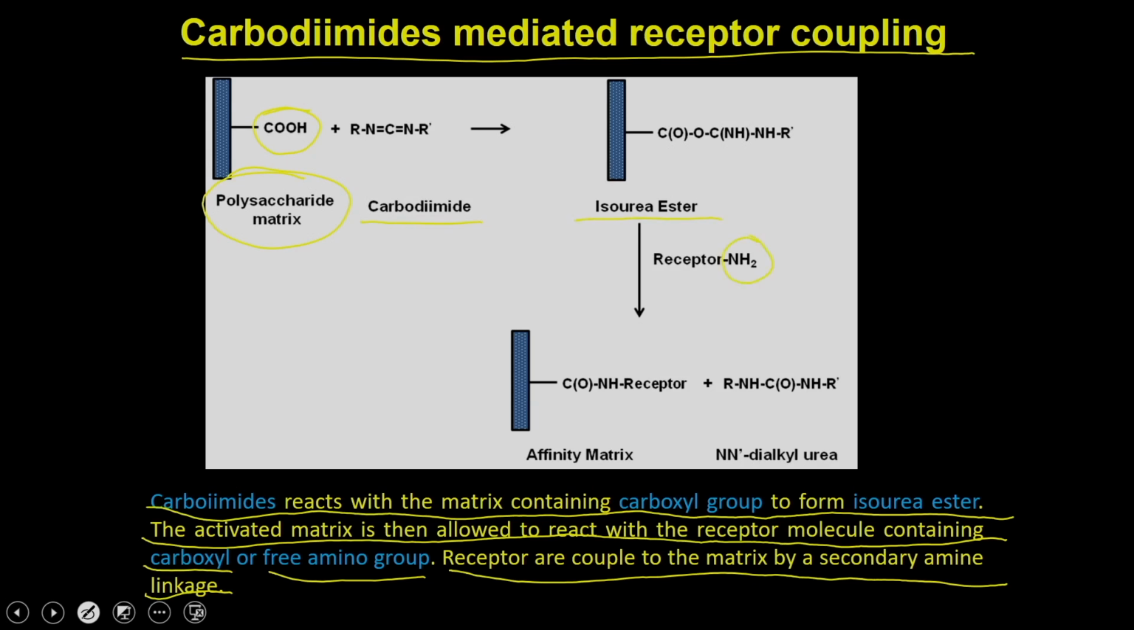And then if you have the primary amine, the primary amine is going to react with this carbonyl group, and that is how it is going to form the amide linkage, and that is how your receptor is going to be coupled to the matrix, and the dialkyl urea is going to be released from the matrix. Now, after this is done, again here also you incubate the matrix with a large quantity of glycine to inactivate the additional functional groups.